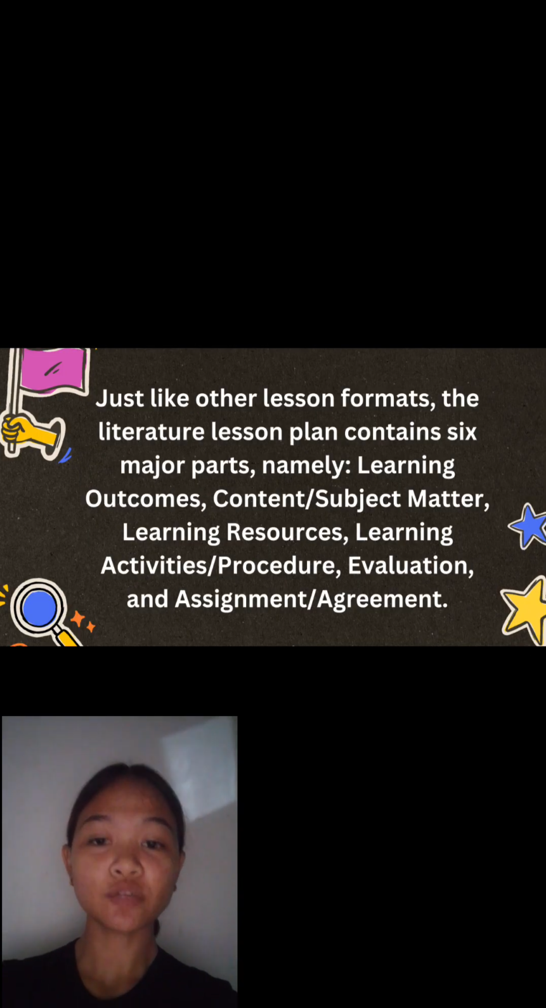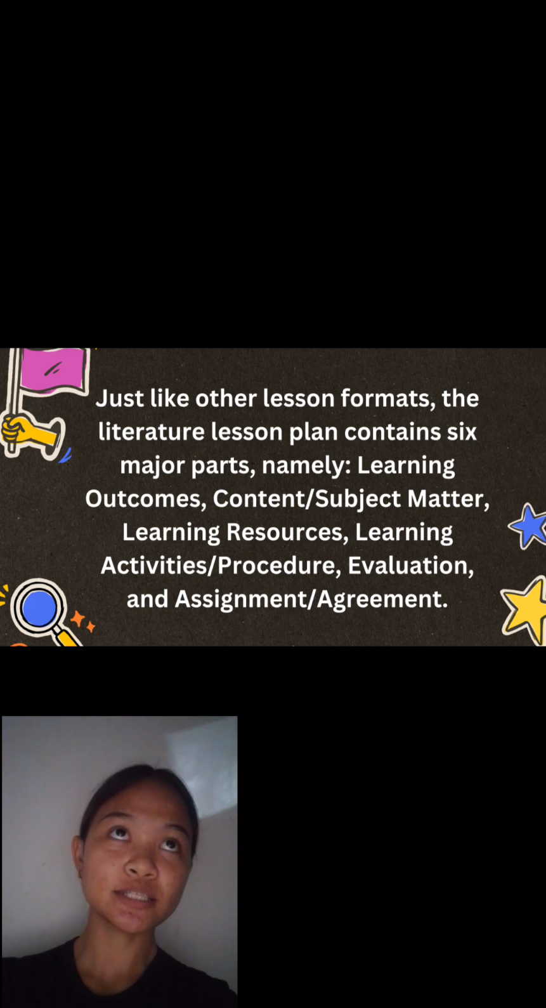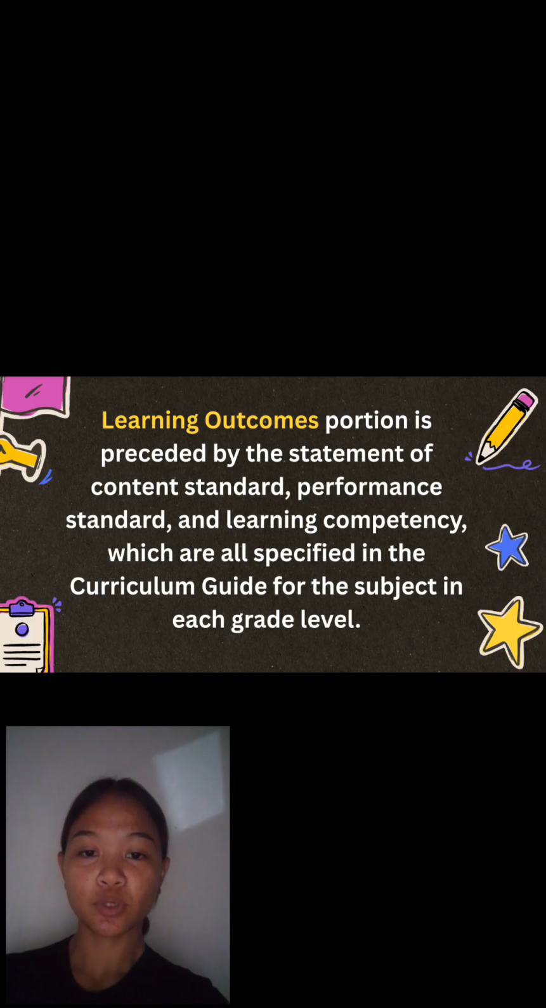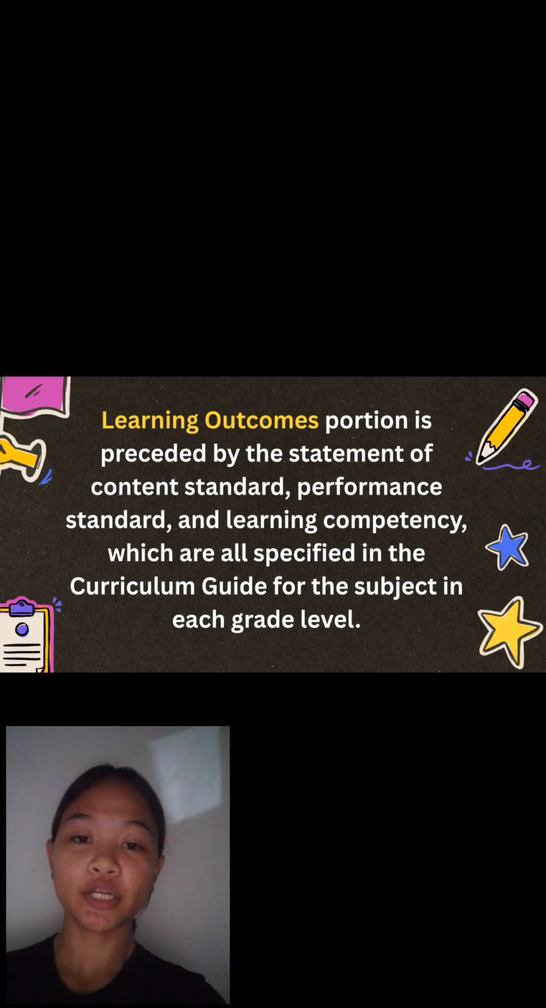Like other lesson formats, a lesson plan contains 6 major parts, and these are the following: learning outcomes, content or subject matters, learning resources, learning activities or procedures, and evaluation, and the last one is assessment, like assignment or agreement. So first is we have the learning outcomes.